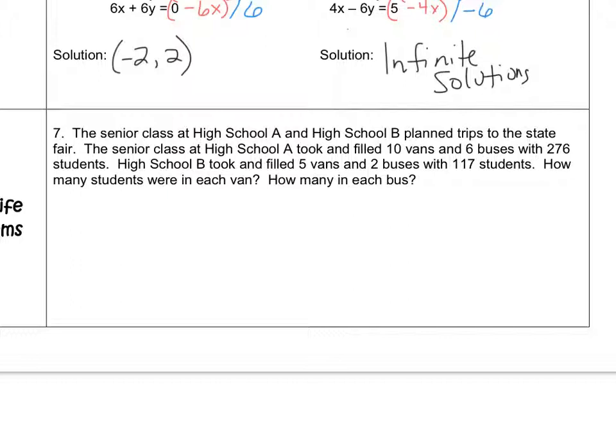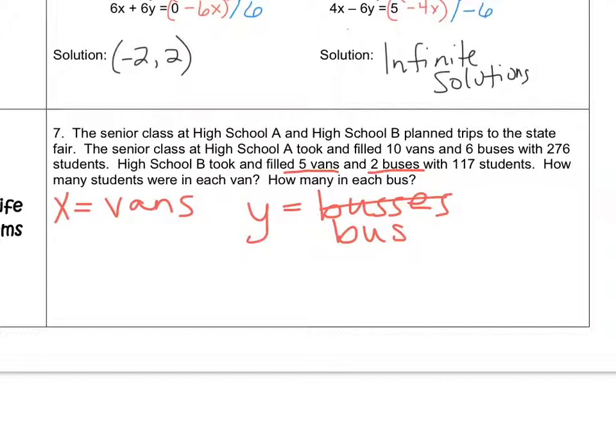Okay, so what we're looking for is how many students were in each van. So we have vans and we have buses. So I'm going to let my x equal vans and my y equal buses. That's too many s's. Let's try again. B-U-S. Yes, buses. Okay.